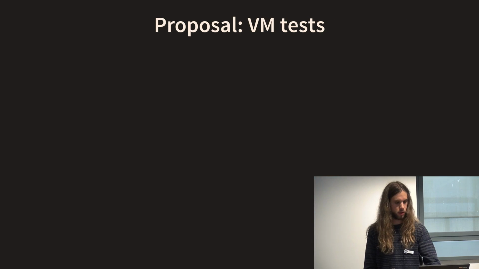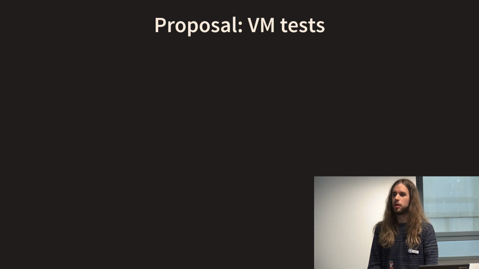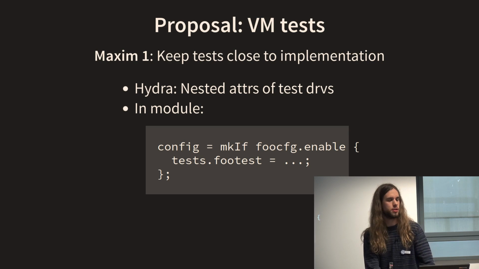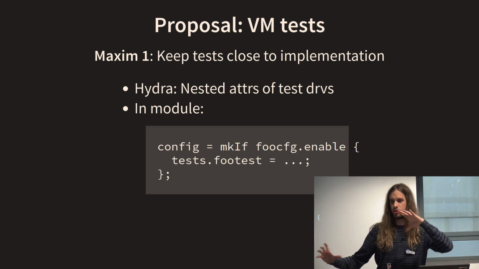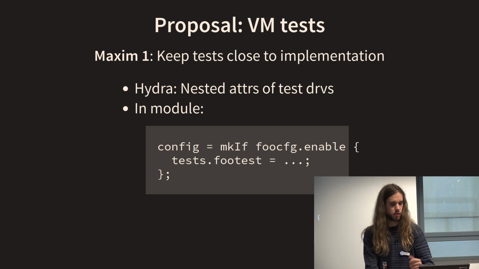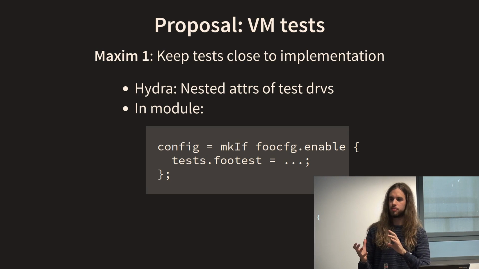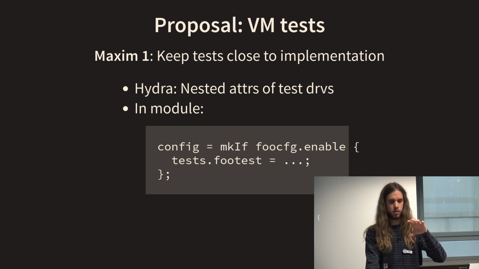Another proposal I have, which goes towards the VM tests. Right now, as I said, the VM tests are very much in a different folder than the actual modules. So why don't we just integrate the tests inside our modules? Keeping the first maxim I defined earlier, keep tests close to implementation. These VM tests are at the moment run by Hydra. There's a list of tests which Hydra runs, and it's basically an attribute set which is nested in arbitrarily deep nestings with packages at the leaves. So if we could add arbitrary nested attribute sets to the module system, then we can just add a test attribute.